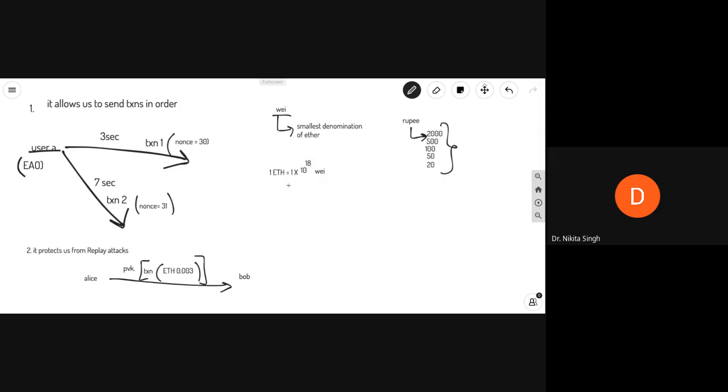So you can see how small a Y is. That is, you put 18 zeros after a decimal point, and that is the value of Y. So Y is the smallest denomination of ether.